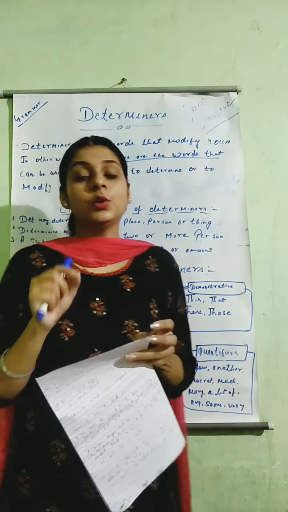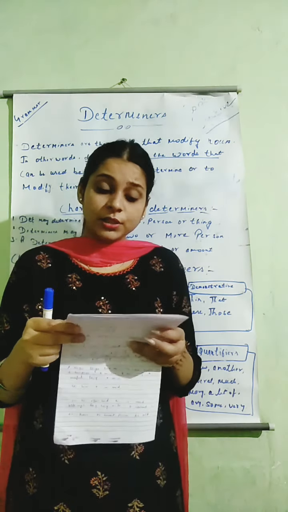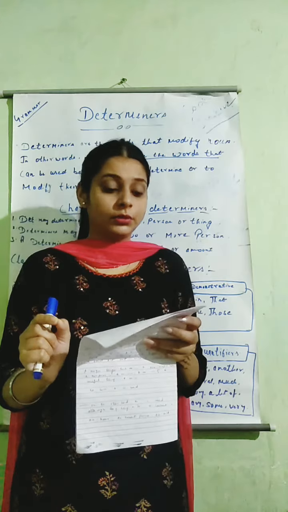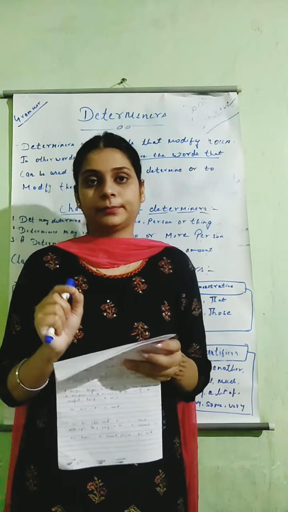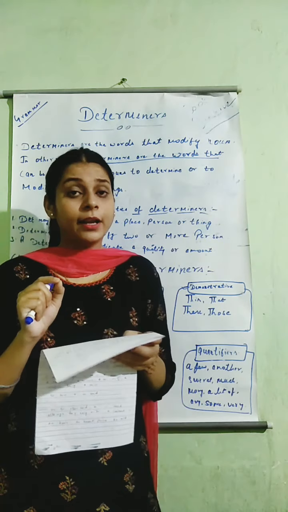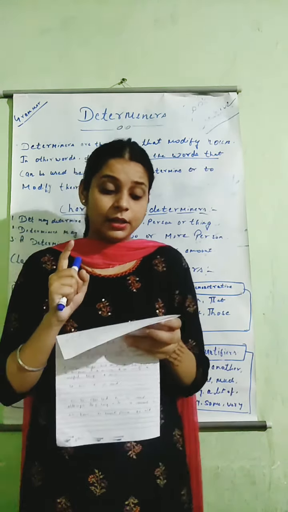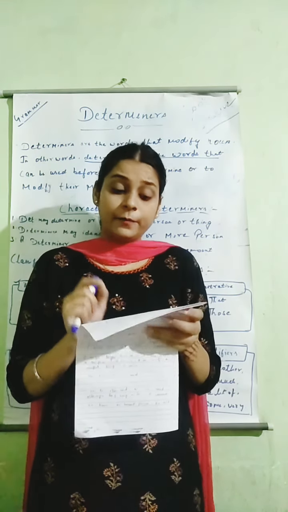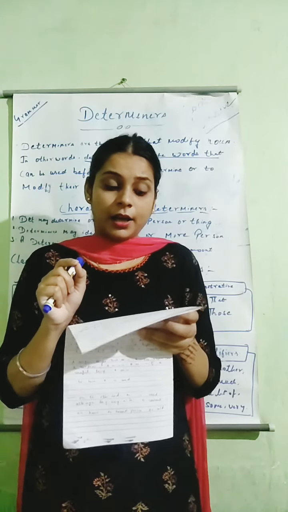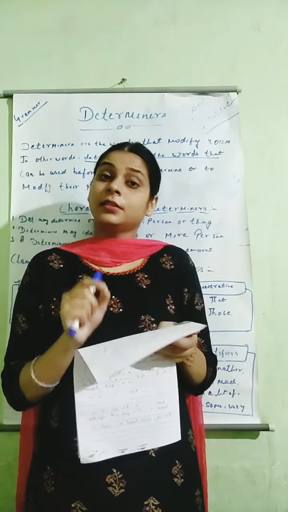Now we will see the use of the definite article. The is used before singular countable nouns, plural countable nouns, and uncountable nouns. Also remember that uncountable nouns do not have plural forms. For example, we can't say sugars. We will say the sugar.